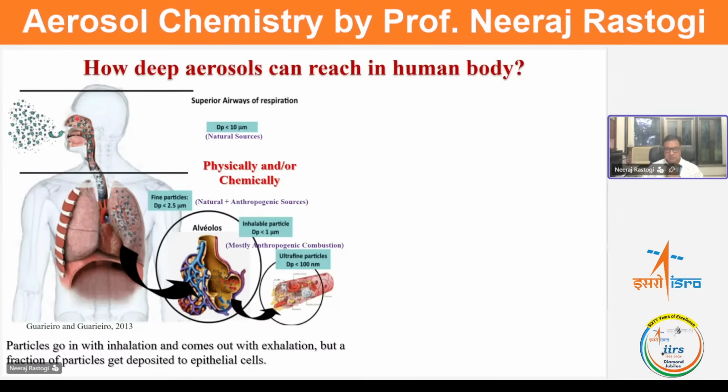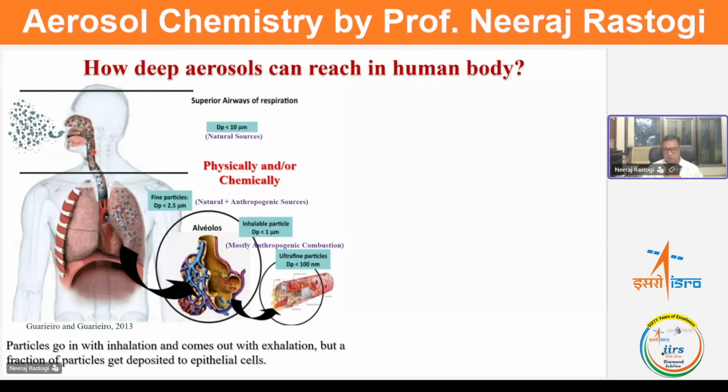But your nose was designed by the Almighty in such a way that all the particles bigger than 10 micron in size can't cross the nose. They are trapped in the nose itself. Now you understand why PM10 means PM10, not PM8 or PM12 or 15, etc. We said PM10, so this was the reason why we are talking about PM10. PM10 can reach this region, the trachea region.